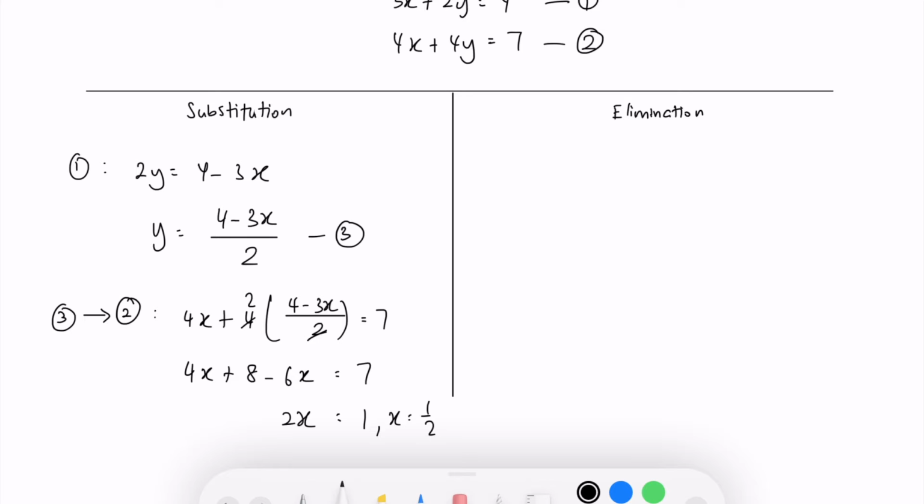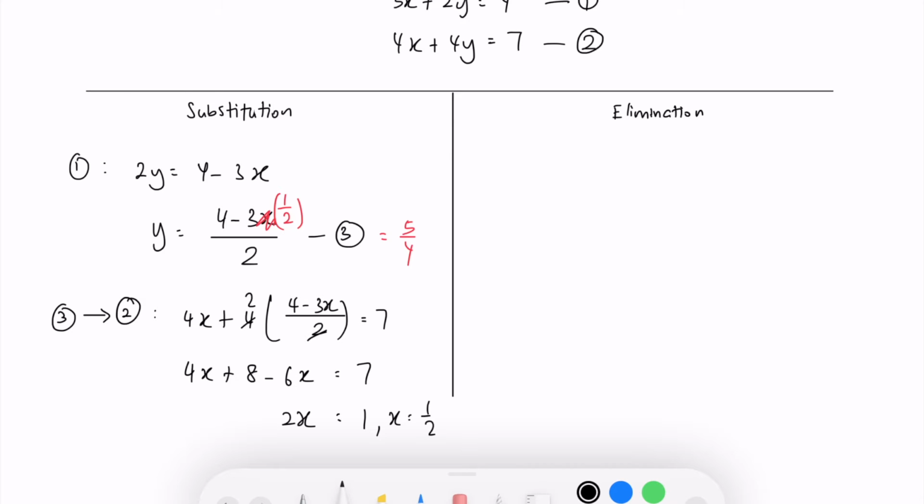Now that I know what x is, I'll be able to get y. I'll just have to put a half here. So, what's that going to be? That's going to be 4 minus 3 halves divided by 2. And that is 5 over 4. And that's it if you're using the substitution method. Again, this is the basic version.